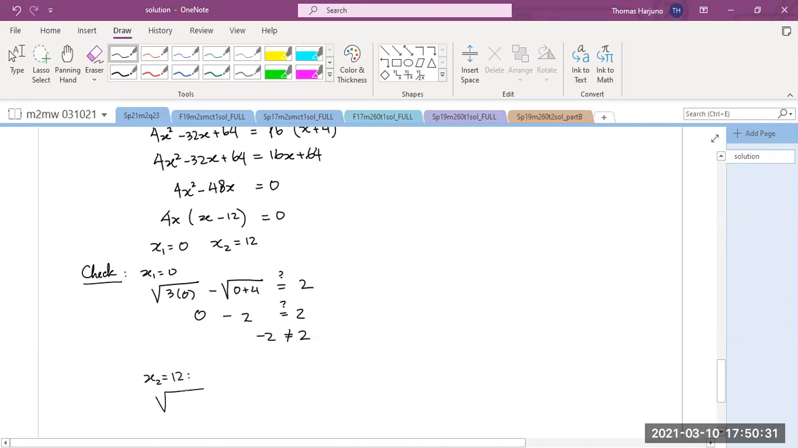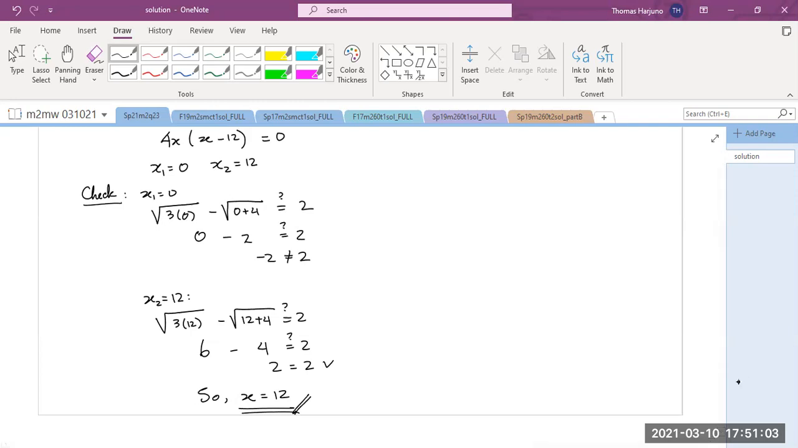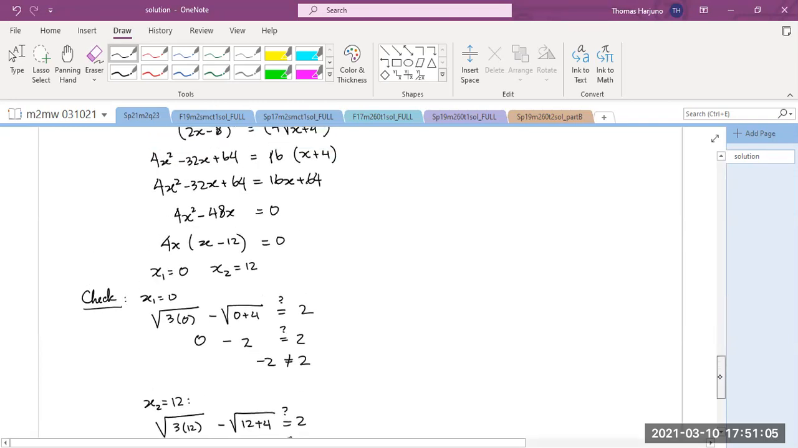X2 equals 12. When we check, square root of 3 times 12 minus square root of 12 plus 4, is it equal to 2? Square root of 36 is 6, square root of 16 is 4, 6 minus 4, is it equal to 2? That's a check. So x equals 12. Okay, now that's for number 7.